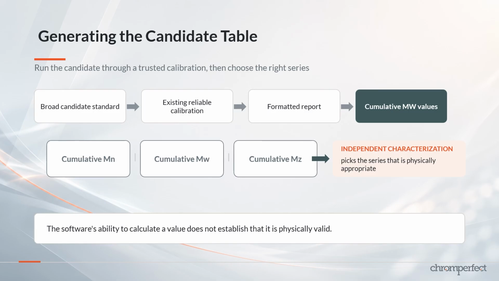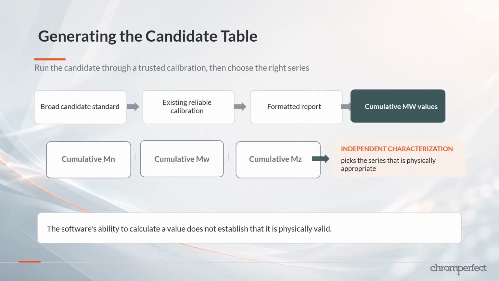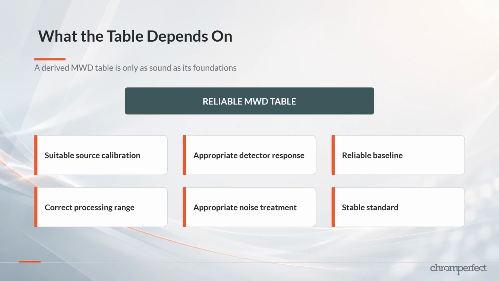The report can calculate the cumulative Mn, Mw, or Mz value corresponding to selected cumulative fractions. Chromperfect report formulas can determine the molecular weight average at which 10% of the mass has eluted, then 20%, 30%, and so on. Mass is assumed to be proportional to area when a suitable mass-sensitive detector is used. The report can display several alternative table series. One series may use cumulative Mn values. Another may use cumulative Mw. Another may use cumulative Mz.